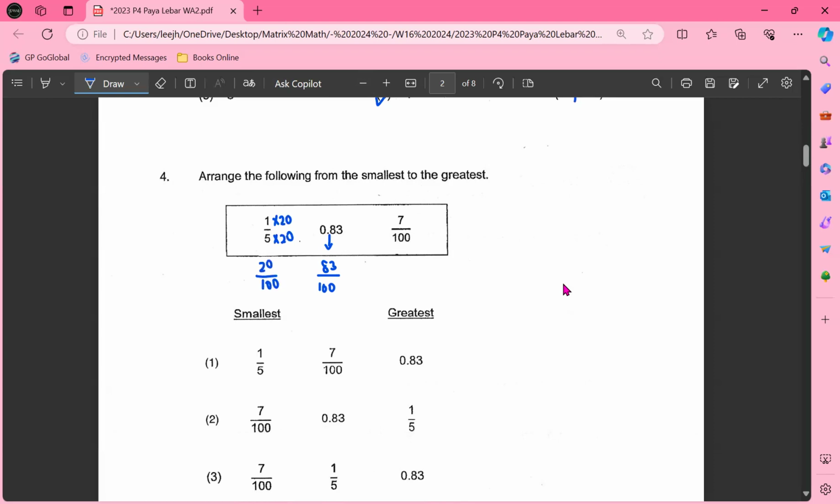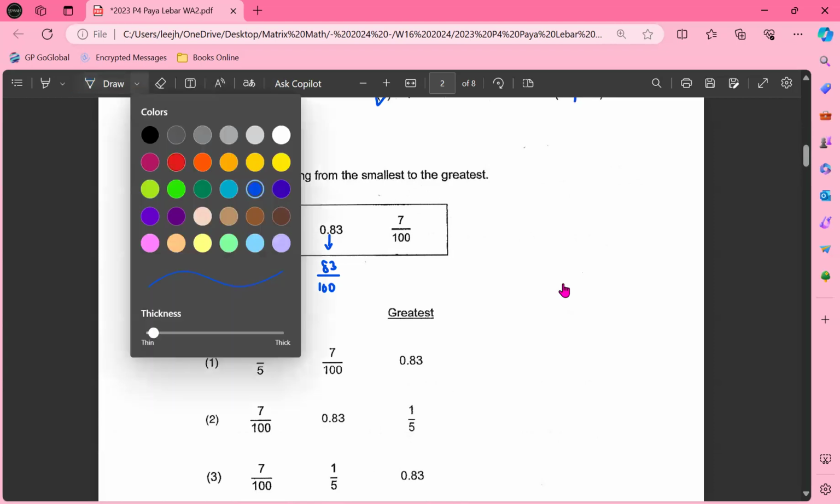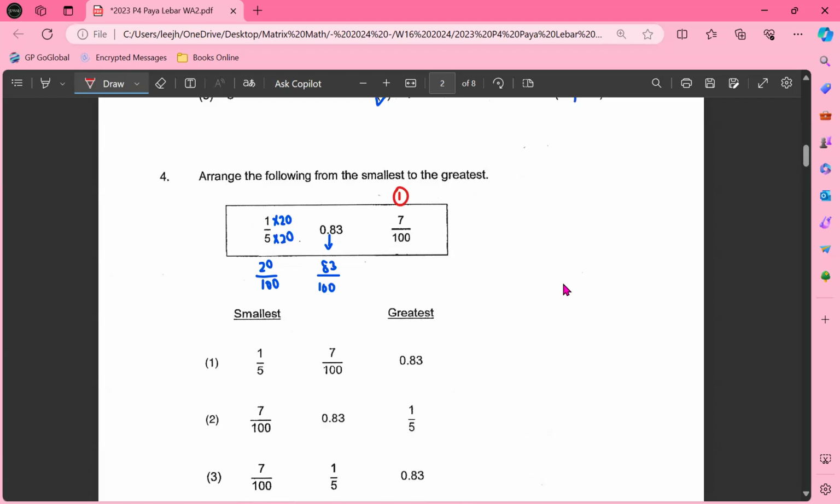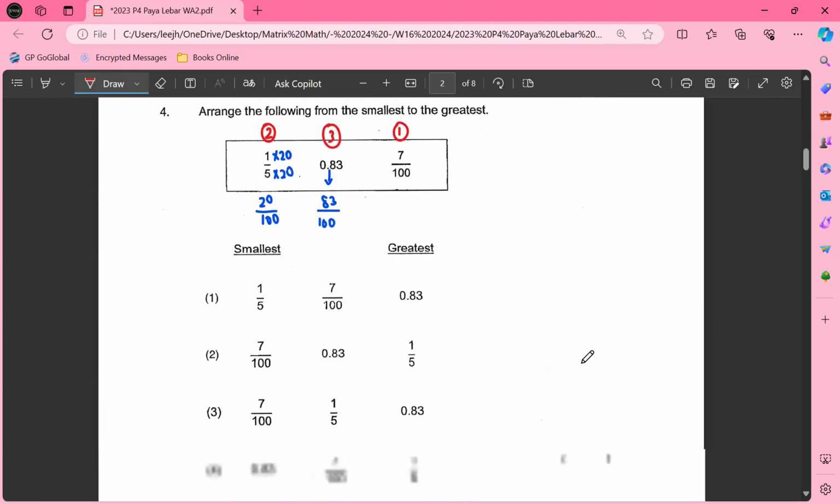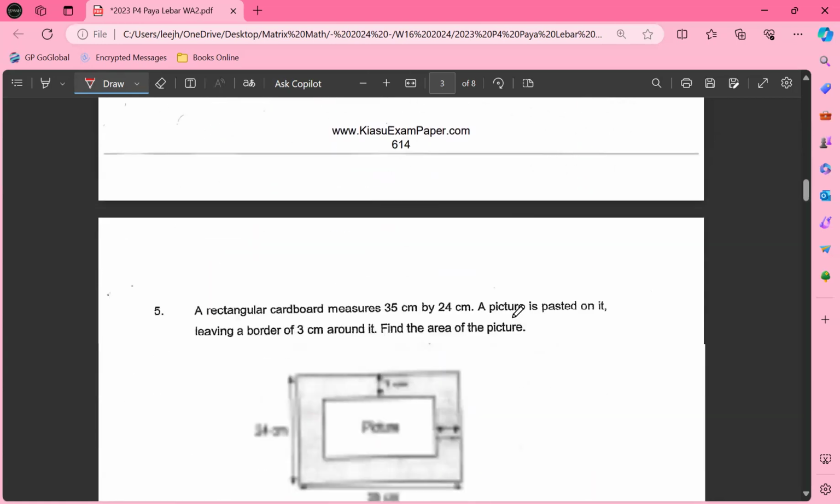So how are we going to arrange them from the smallest to the greatest? The first one will be 7 over 100. So this will be number 1. I use another color. So this is 1, followed by this 1/5, and the third one will be 0.83. So it would be actually number 3. Okay. So question number 5.